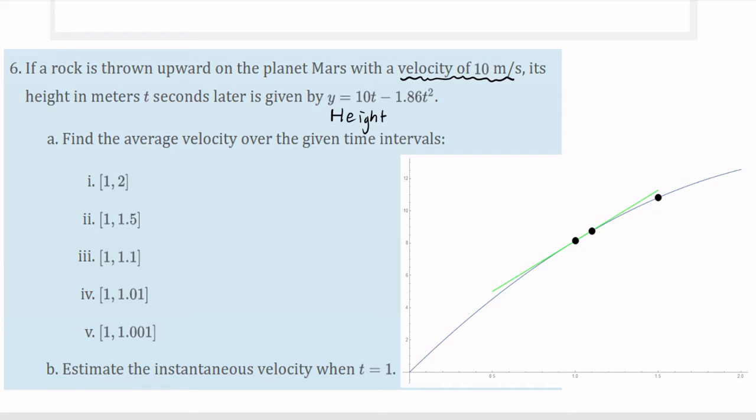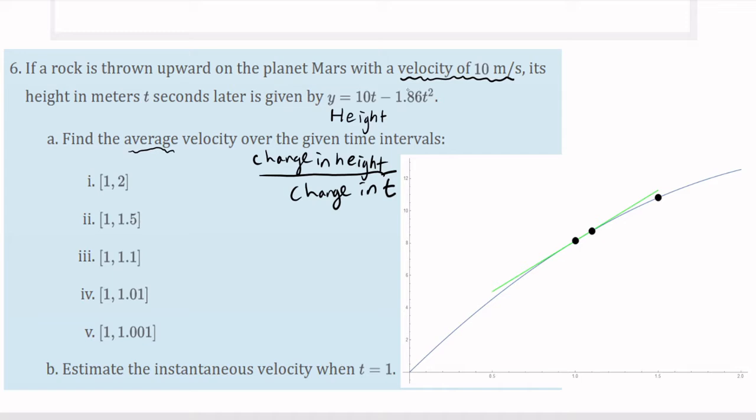So, okay, find the average velocity over these given time intervals. So average velocity, averaging, right? This should hopefully make us think of a fraction, top and a bottom. Well, average velocity is just change in height over change in time. That should sound a lot like the idea of slope, right? Change, rise over run. Same idea.